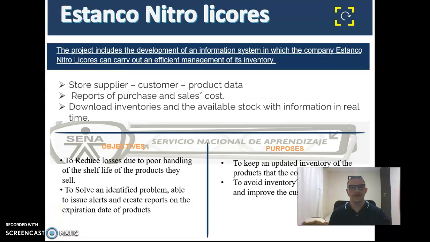The starting point for the project was finding a way to derive a solution to a real problem in Estanco Nitrolicores, where we offered a real solution to the presented issue. Estanco Nitrolicores was born in 2010. It is a company that manages the distribution of liquors, sweet drinks, and a variety of local products.